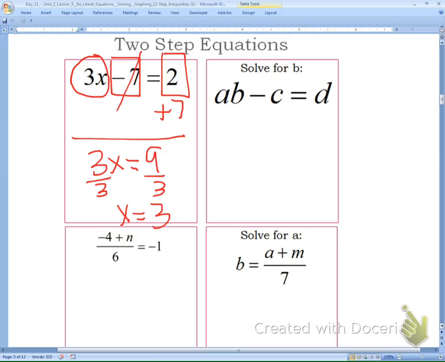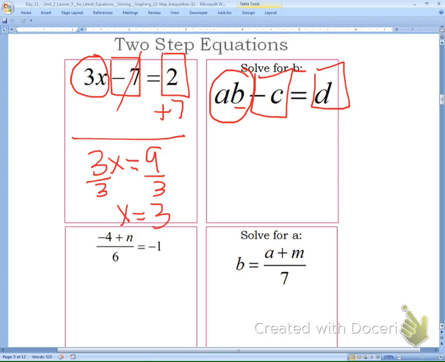Let's look at a literal equation now. In this next example, it asks you to solve for b. It wants you to get b all by itself. So that's our, we'll call it the MVP, the most important variable. Let's circle the term that it's in, and then put squares around all the other terms in the equation.